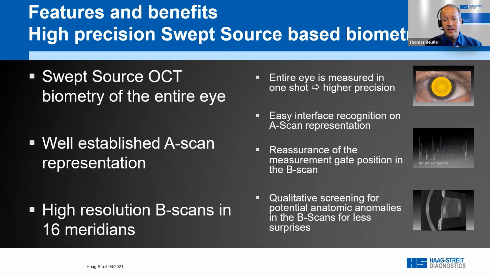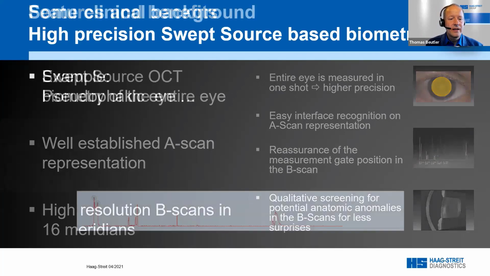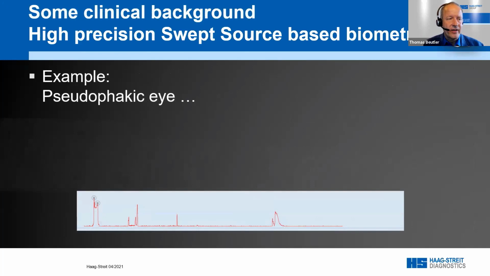You can rotate 16 B scans and look at anatomical details. Also, you can screen for anomalies which you might have missed if you just have had an A scan. So let's have a look at an example.